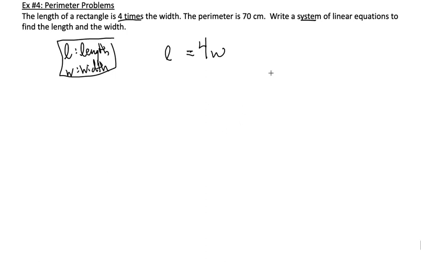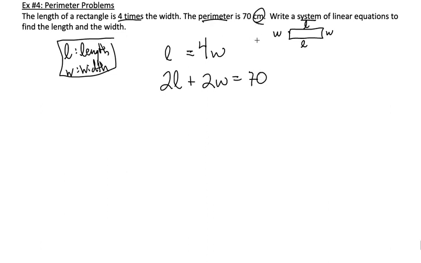So it's a little different. Now we do the perimeter, and remember, for perimeter we draw ourselves a little picture. The length was longer, so we have 2 L's and 2 W's. So our equation is 2 lengths plus 2 W's equals 70. And I'm going to remember it's 70 centimeters, to label at the end.